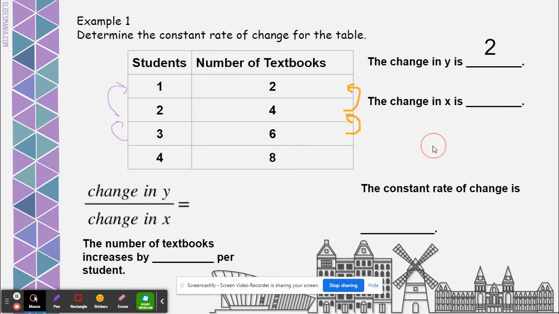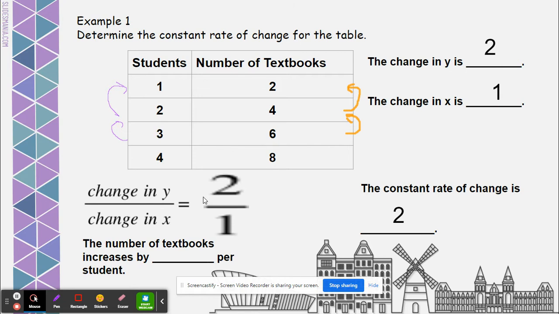Now here we see that our change in x is 1. Now I'm going to do the calculations. I know that my change in y is 2. I'm going to divide that by my change in x, that's 1. And when I divide 2 by 1, I get the answer 2. So my constant rate of change is 2.